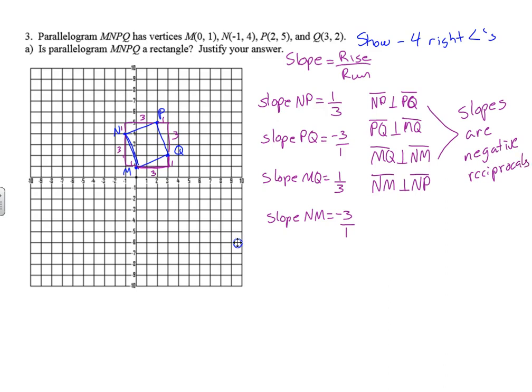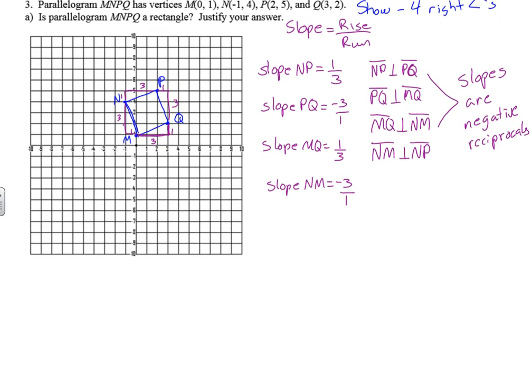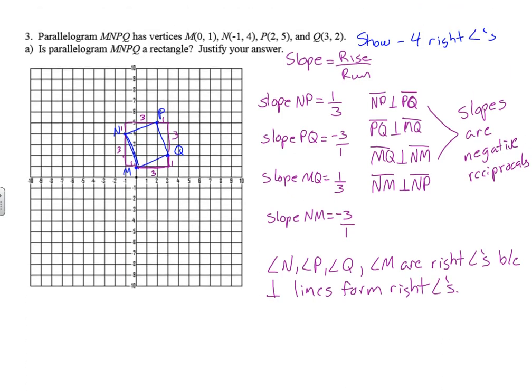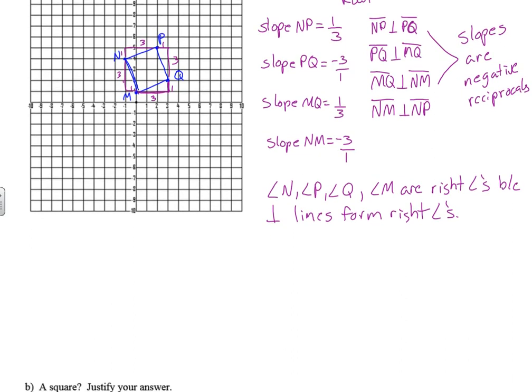So I made a statement. I showed the work. I found their slopes. I made a statement that they're perpendicular, and I gave a reason. Now, what do perpendicular lines do? They all form right angles. So we could say angle N, angle P, angle Q, and angle M are right angles. Why? Because perpendicular lines form right angles. What did I say at the beginning? If we could show that there were 4 right angles, that would prove that it is a rectangle.